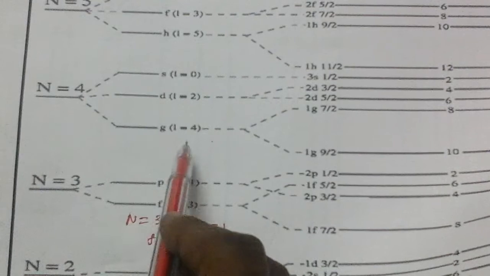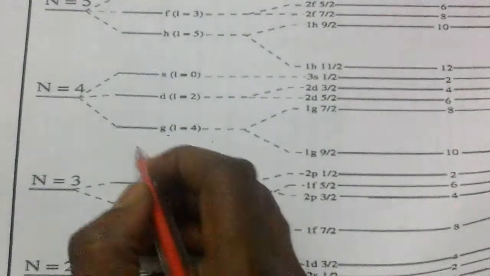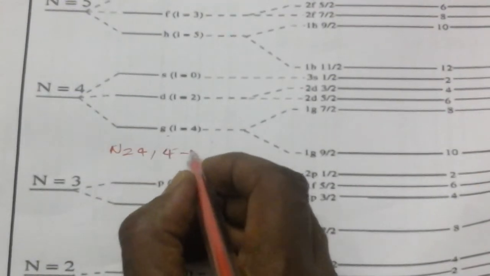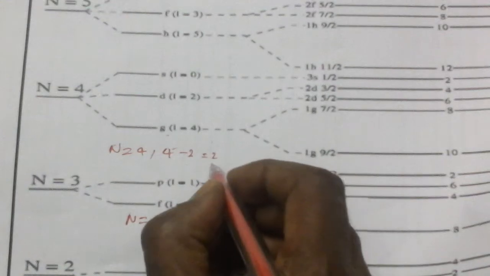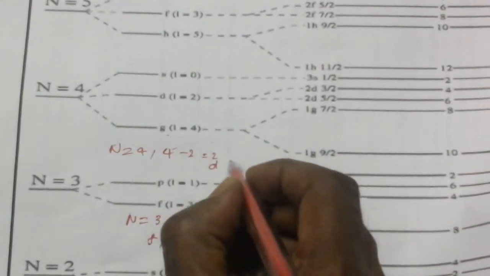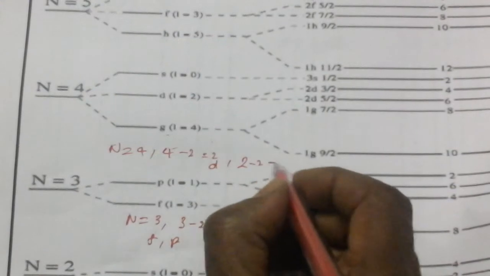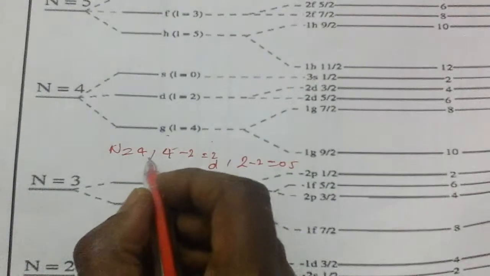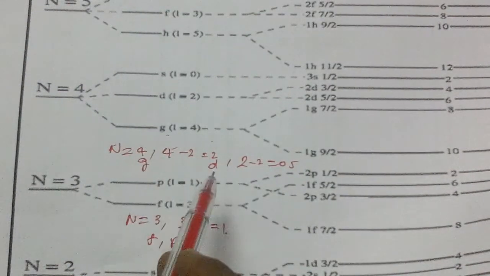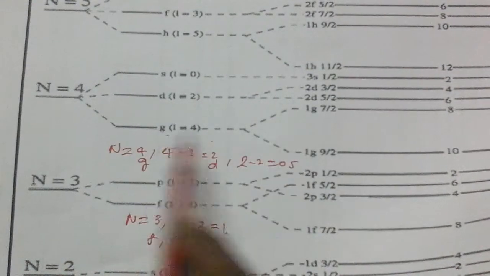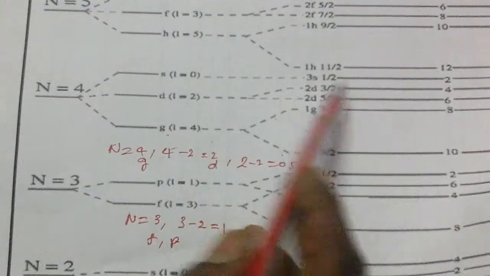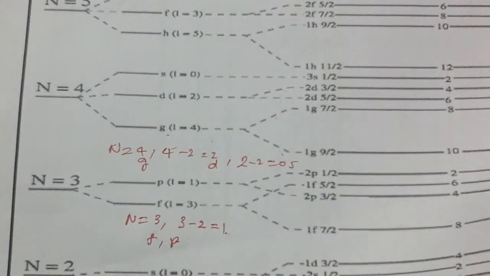N is equal to 4. N is equal to 4 means 4, 4 minus 2 is equal to 2. 2 means D. Okay. 2 minus 2 is equal to 0 means yes, so here we can get G. 4 means G, D. Yes, we are getting. So G is separate, D is also separate, S is also separate. So no overlapping exists in the case of 4.